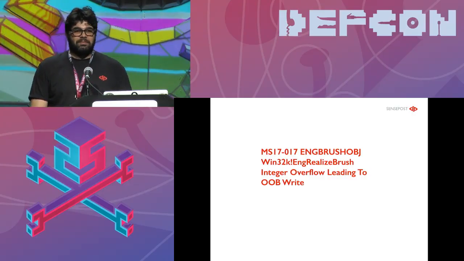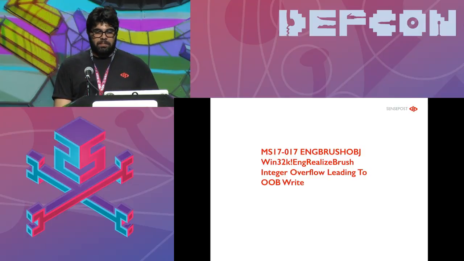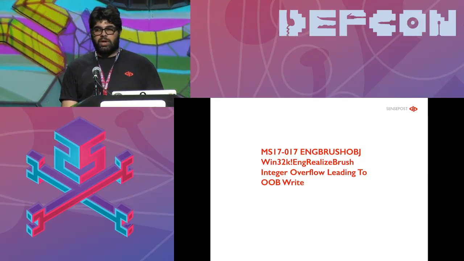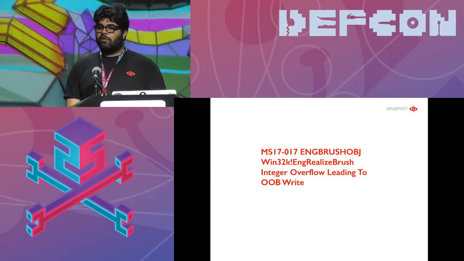It affects all versions of Windows, but I found it very difficult to exploit on 64-bit ones, so I was only able to exploit it on Windows 7 SP1 x86, and the function that is vulnerable is UnrealizeBrush, and the type of the vulnerability is an integer overflow that leads to an out-of-bound write.